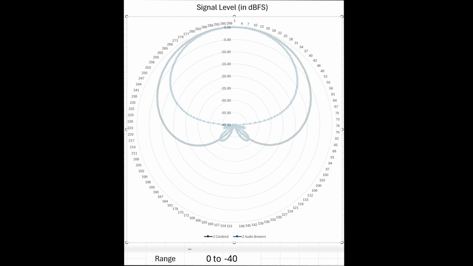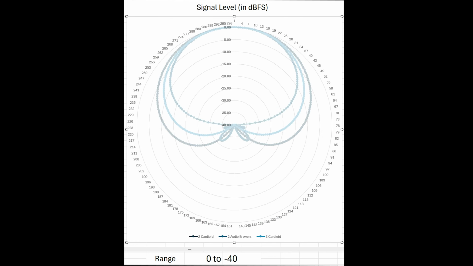Let's move to third order. Things start to become really, really interesting when we go higher in orders. In third order, let's just start by showing you the cardioid, the typical cardioid signal. You can see that the cardioid is much narrower than the second order cardioid. However, the Audio Brewers second order is still narrower than the third order cardioid, meaning that the second order Audio Brewers is better than the cardioid of the third order.